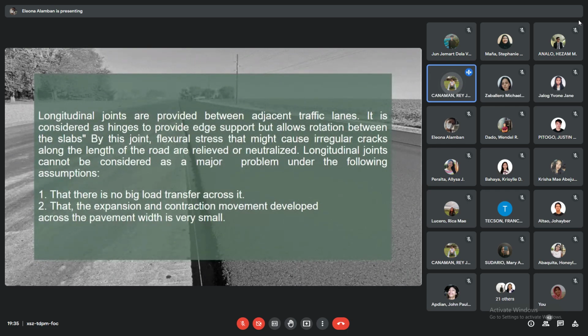They also serve to cater to the effect of warping of concrete due to moisture and temperature gradients by permitting a small amount of angular movement to occur so that stresses induced by restrained warping can be avoided. There are six assumptions, the first of which is that there is no big load transfer across it. Then second is that the expansion and contraction movement developed across the pavement width is very small. Next slide, please.